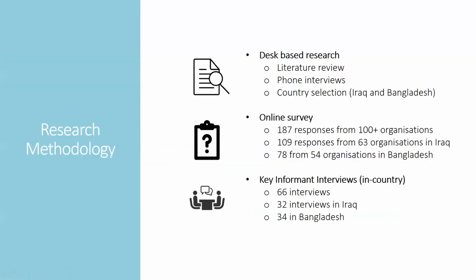So to give you a better idea of the scope of this work, beyond the literature review, we had approximately 50+ interviews with global stakeholders and humanitarian experts, and so this phase involved the country selection of Iraq and Bangladesh, as already mentioned. Max has just talked a bit about the online survey, so I won't cover that again. And then after this online survey, we had the in-country field trips themselves, where we undertook 66 key informant interviews across both countries, and they were pretty evenly split, with 32 in Iraq and 34 in Bangladesh.